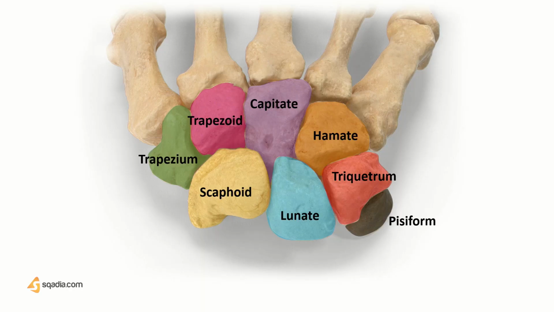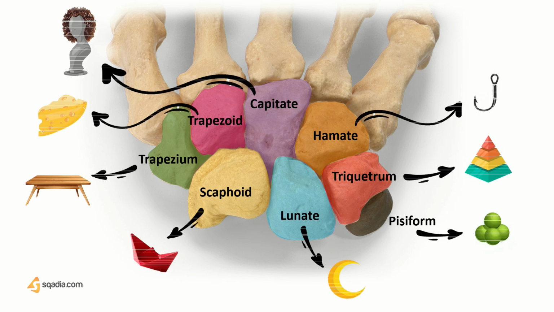So this slide is the summary of all 8 carpal bones that we have studied and their resemblance to real-life objects, so you can memorize them easily. So that's all about the carpal bones. I hope you have understood all the details. Stick with us to learn more.